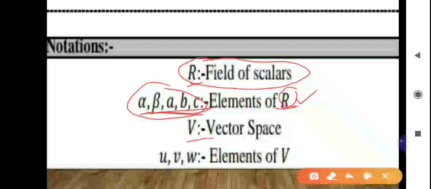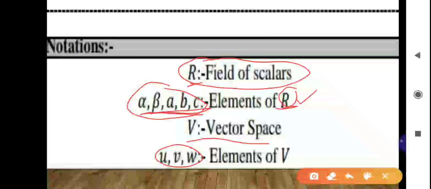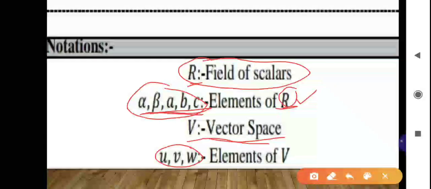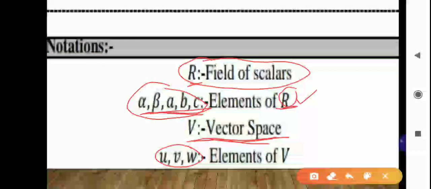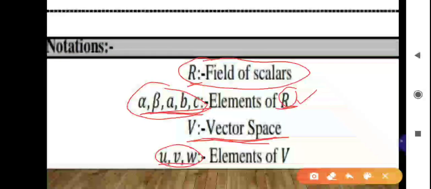Then capital V, this notation we are going to use for the vector space. Small u, small v and small w, this notation we are going to use for the elements of this vector space V. This vector space V is a set, and whatever the elements in that set, we are going to denote those elements by using small u, small v and small w.